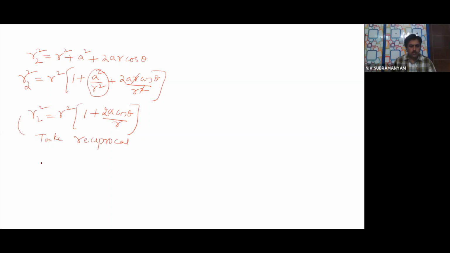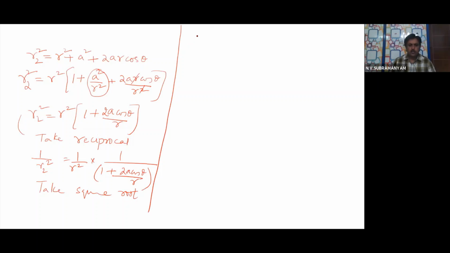If you take the reciprocal, what will you get? 1 by r2 square is equal to 1 by r square into 1 by 1 plus 2a cos theta by r. Okay. Now take square root both sides and simplify. If you take square root on both the sides, what will you get? 1 by r2 is equal to 1 by r into 1 by 1 plus 2a cos theta by r whole power half.